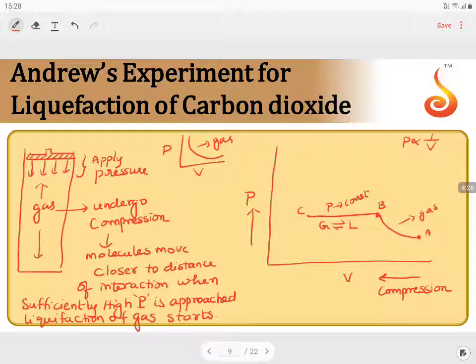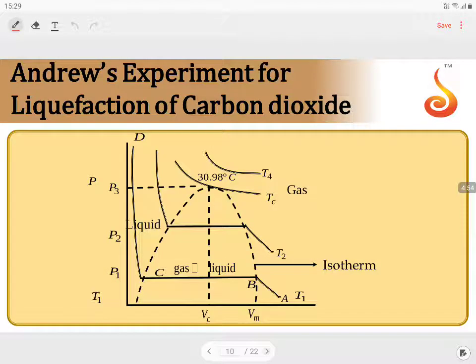This is how equilibrium is established between the gaseous phase and liquid phase in the region from B to C. After that, a small change in volume leads to a very high rise in pressure. Let us consider some point D over here. This purely indicates the existence of liquid state. So A to B indicates the existence of gas, B to C indicates gas and liquid, and C to D indicates liquid. This can be plotted for different temperatures.